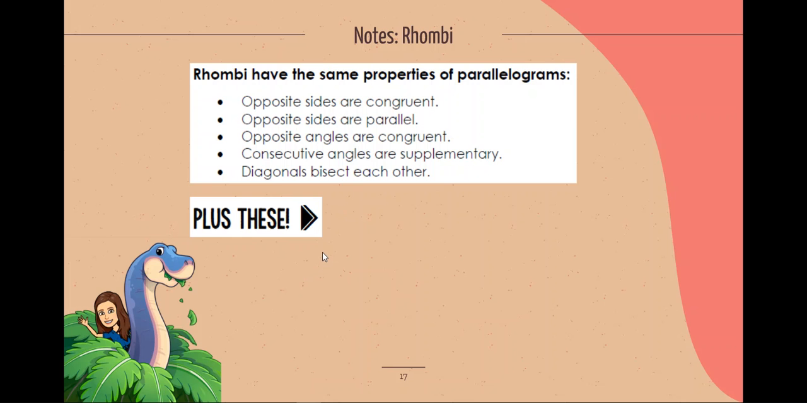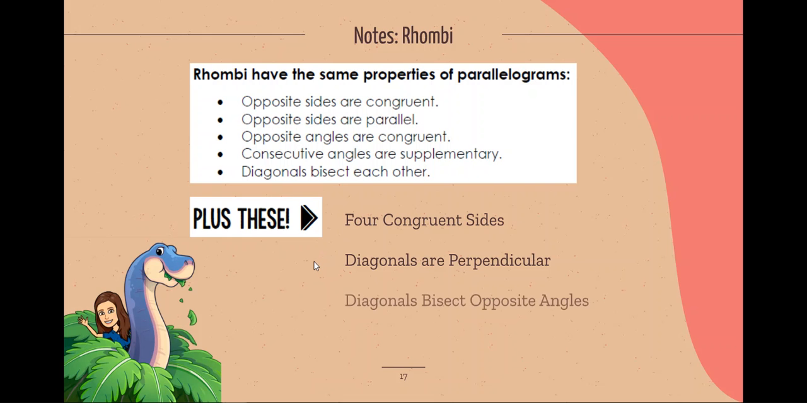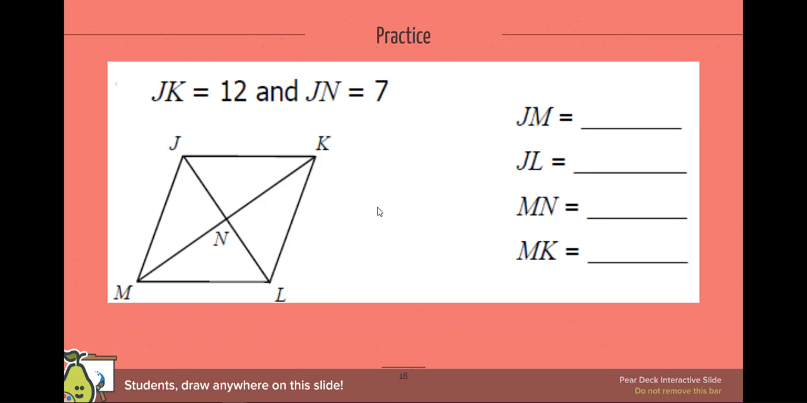In addition, what makes a rhombus special is that it has 4 congruent sides. All its sides are equal. Its diagonals intersect perpendicularly, and its diagonals bisect the opposite angles. So that gives us a lot to work with when we're solving for missing information.